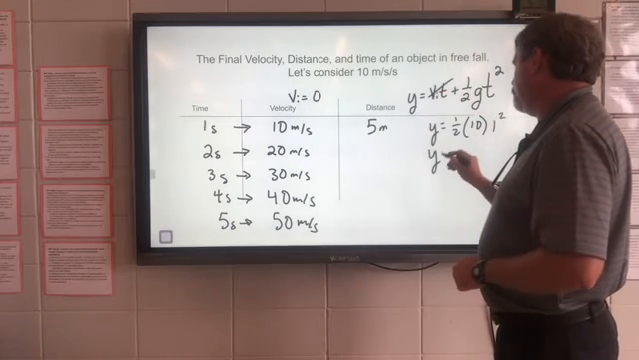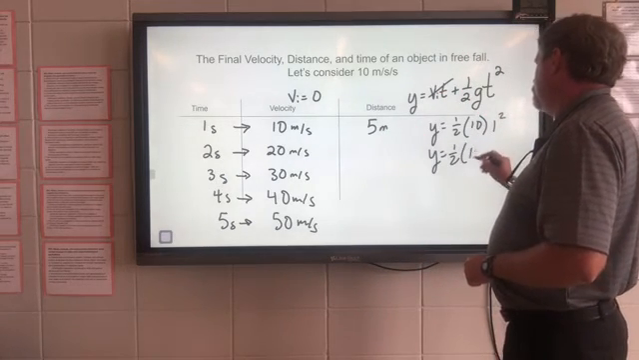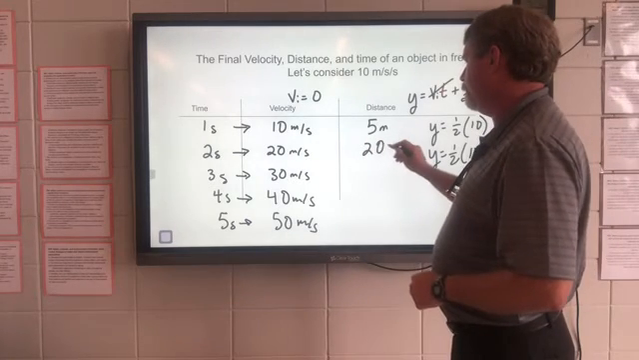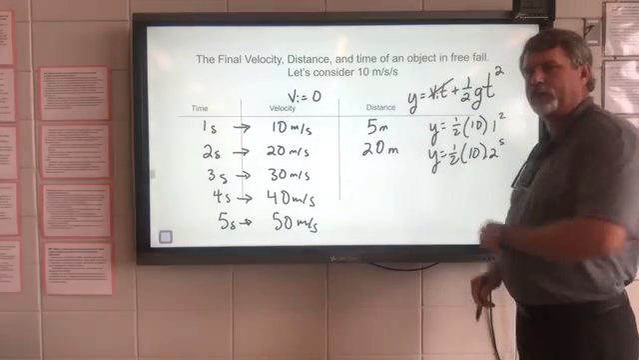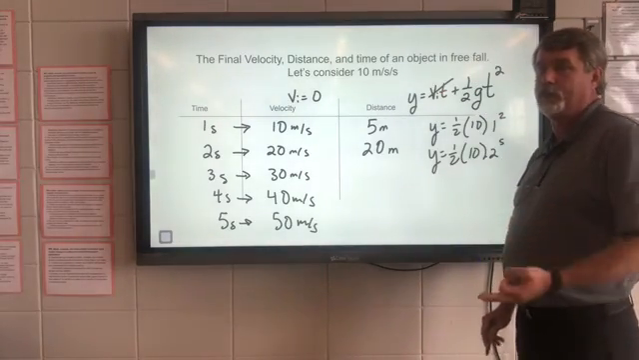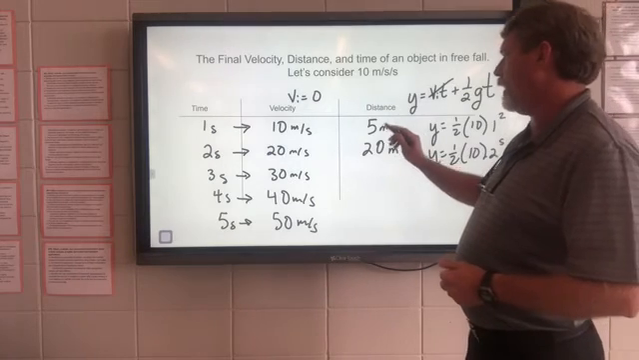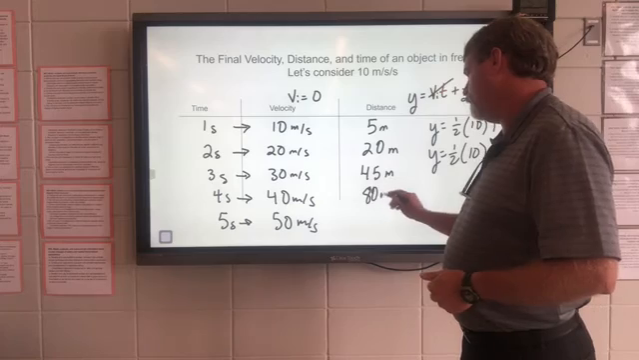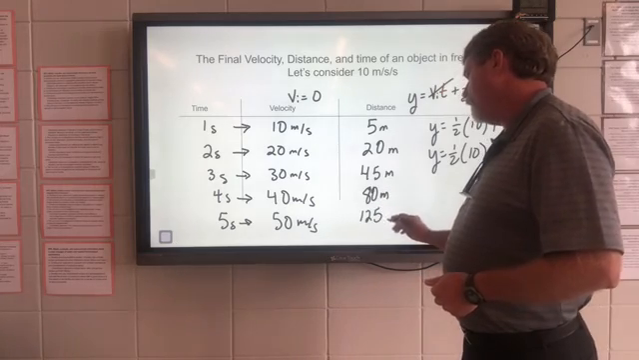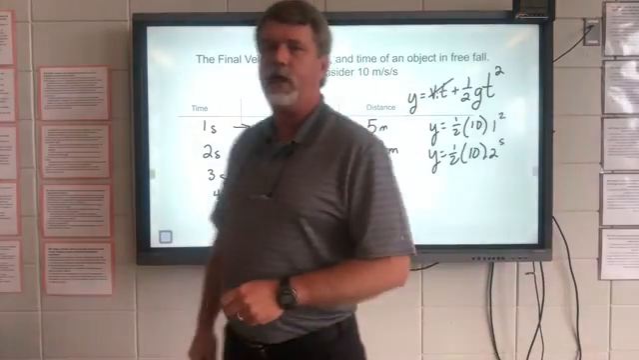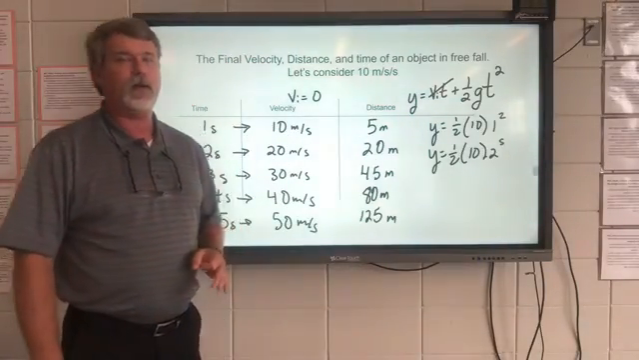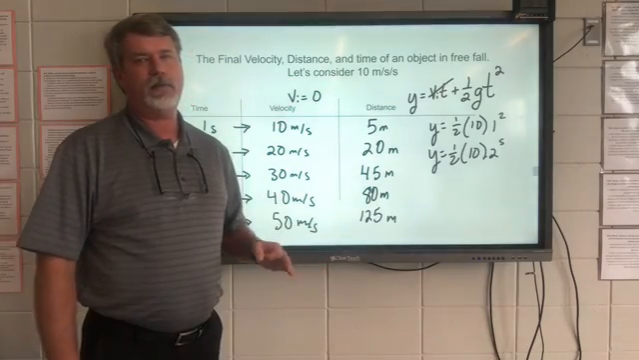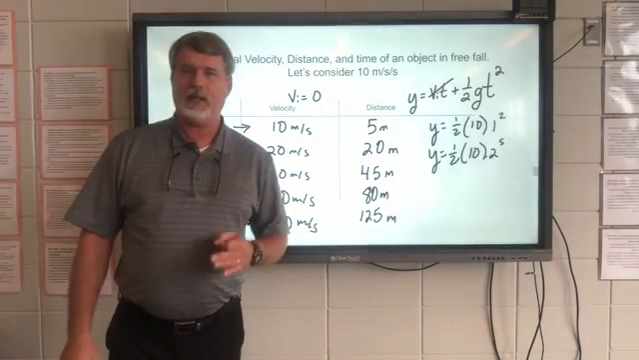Now we can continue to use this formula for 2 seconds, and we get 20 meters. Now I'm not going to show the math on each one. I'm just going to put these answers up here because I want you to memorize this pattern. And the pattern is 5, 20, 45, 80, and 125. So we want to use that pattern to solve some problems conceptually. The distance an object falls is 5, 20, 45, 80, and 125.